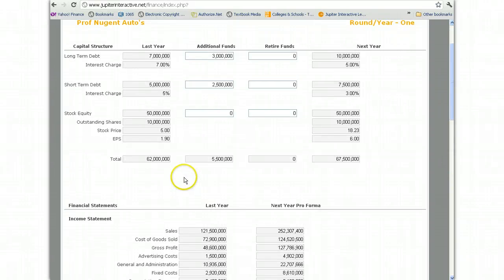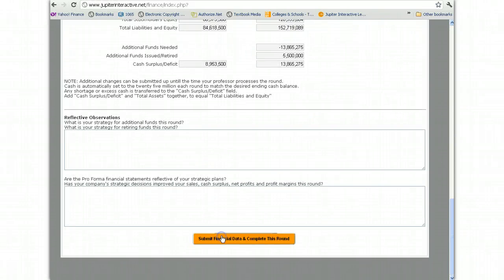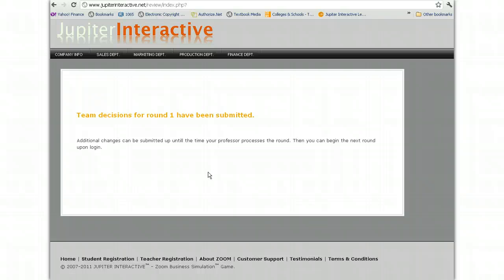Okay, so once I complete the finance page, I am done, and round one has been submitted. And now I'm going to set up a schedule. It's going to be sort of an automatic schedule where all these rounds will process, but you won't see your results in the team competition area until all the other students have submitted their team decisions, and then I have processed the round. And then when the round is processed, you can go back in and your team decisions will be displayed.